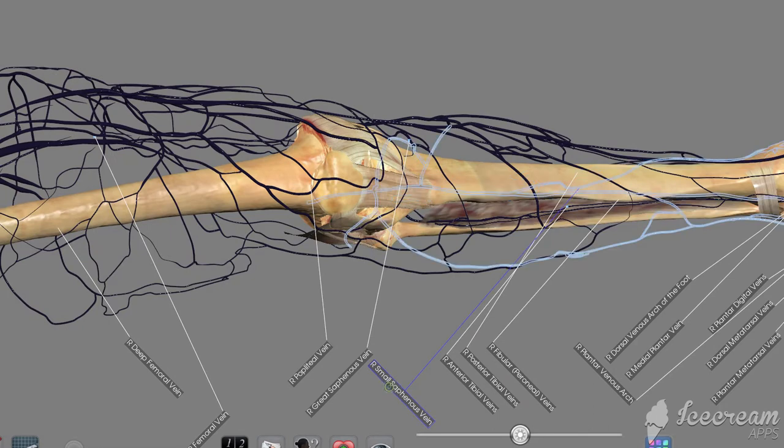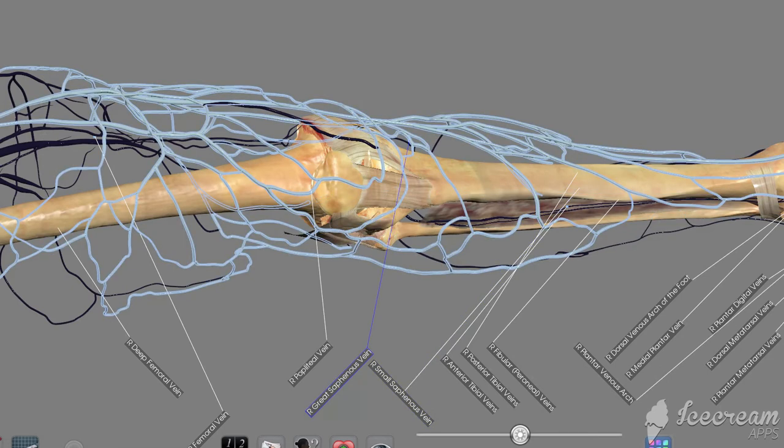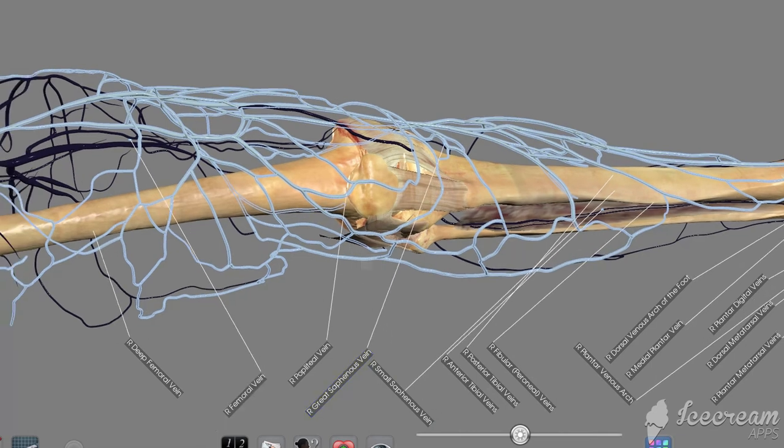Get down a little bit lower right here, we can see our great and small saphenous veins. The small saphenous you can see draining from the foot all the way up to the knee region right here, and then the very large great saphenous vein, the largest blood vessel we have in the entire body.